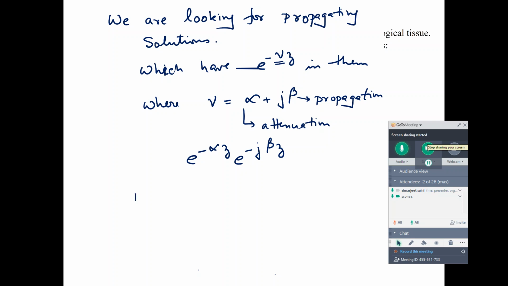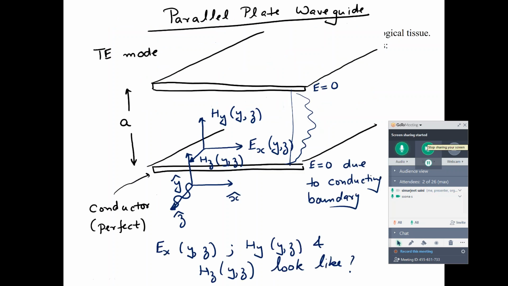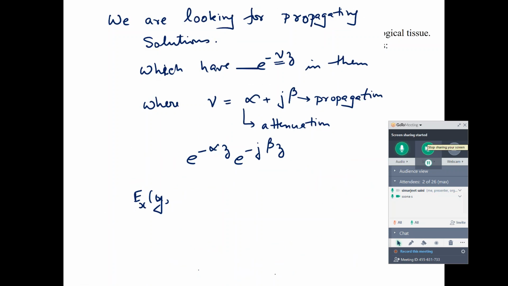So we are basically looking for the forms, we said that it's going to be Ex(y, z). It's going to be of that form, Ex(y, z). There would be a variation in the x direction, but we are looking for solutions which are propagating in z. So the solution has to be of this particular form. There would be a variation in y. I'm looking for specifically these solutions.